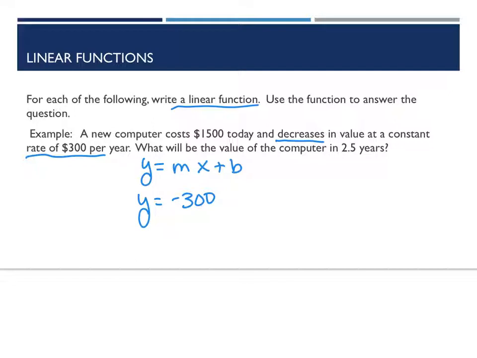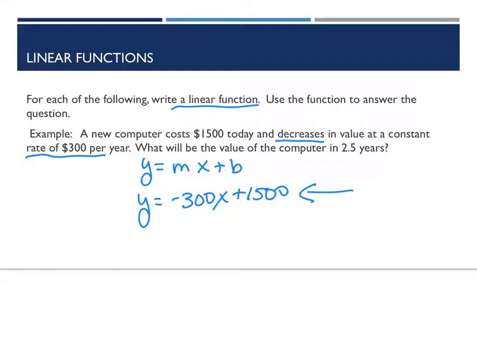Now that part just fills in for the m, so the x is still there. The x remains part of the formula. Now it decreases by $300 a year, starting from what amount? And that would be the 1,500. This is your function.